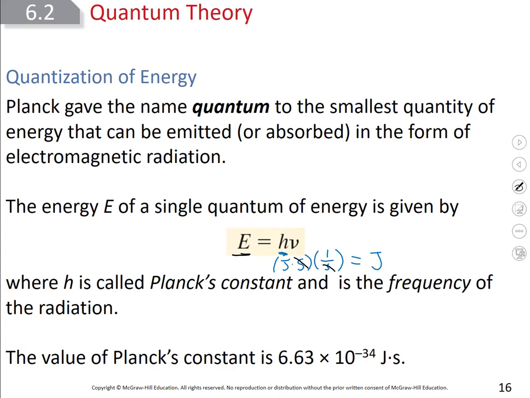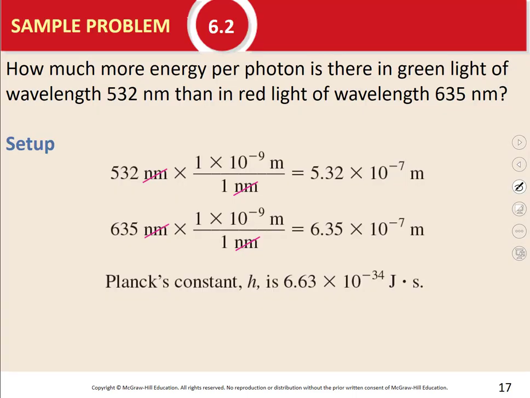So, given the frequency, pretty easy to calculate the energy, right? What if I asked you to go from the wavelength all the way to the frequency or the energy? Here's a question. How much more energy per photon is there in green light with a wavelength of 532 nanometers than in red light with a wavelength of 635 nanometers? Now there's two ways you can go about this. You can do two steps.